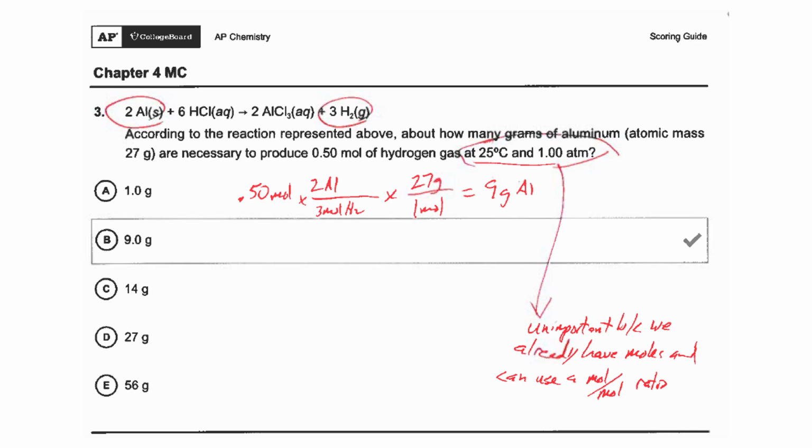Number 3, according to the reaction above, how many grams of aluminum, atomic mass 27, are necessary to produce half a mole of hydrogen at this temperature and pressure? Well, the temperature and the pressure don't really matter, because we already have the moles. If they hadn't given us the moles, we might have to use PV equals nRT, but they gave us the moles. So we can just do the mole ratio. I wrote down the moles of hydrogen, then I did the mole ratio from hydrogen to aluminum, which is 2/3, and then I converted it to grams, and it was 9 grams. And then I went to the next question.